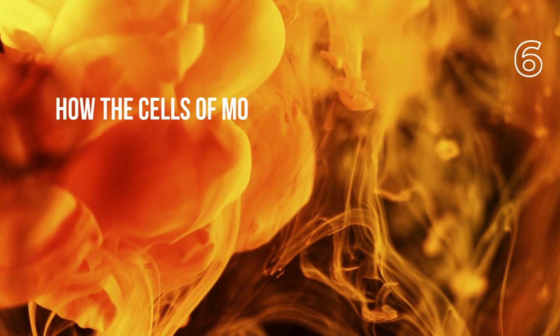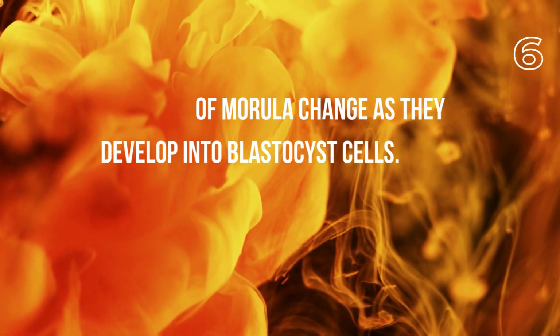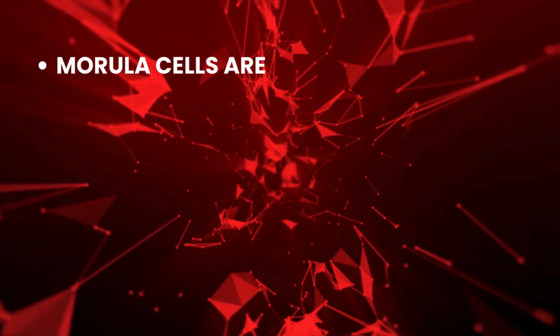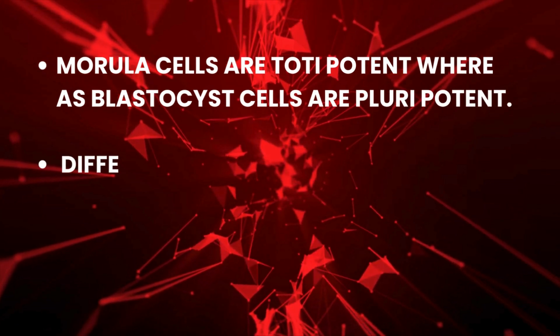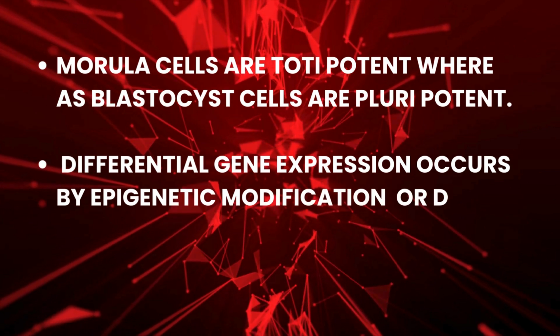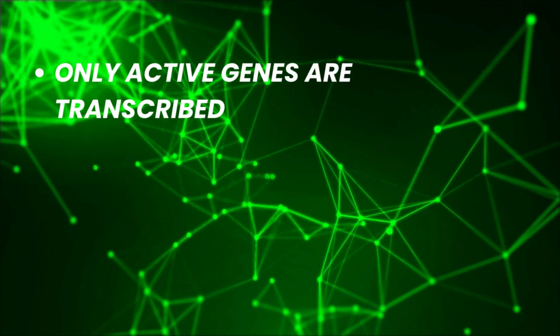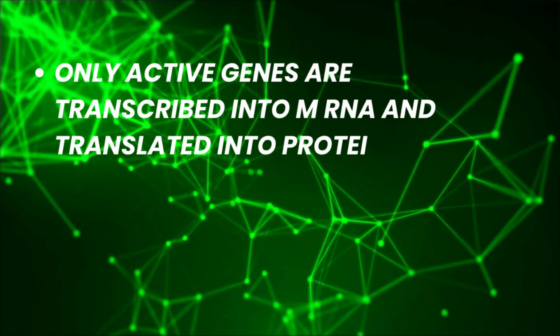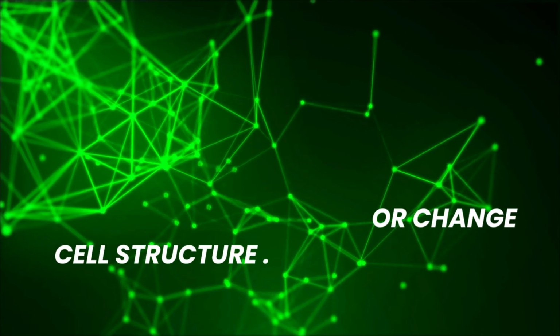How the cells of morula change as they develop into blastocyst cells. Morula cells are totipotent whereas blastocyst cells are pluripotent. Differential gene expression occurs by epigenetic modification or DNA methylation or DNA acetylation. Only active genes are transcribed into mRNA and translated into proteins. The proteins determine or change cell structure.